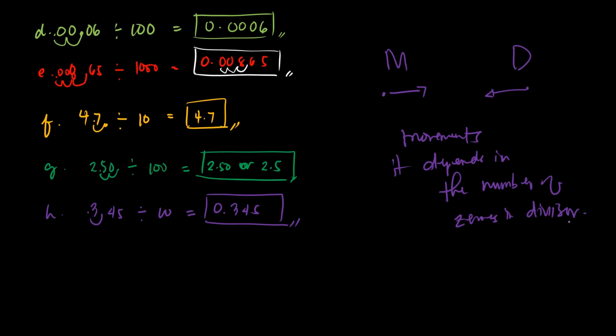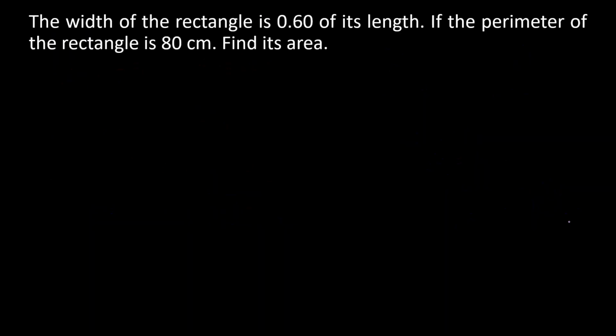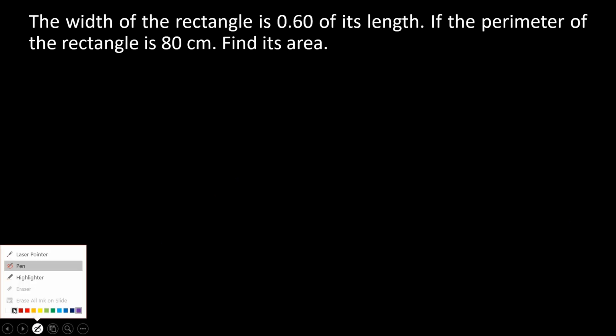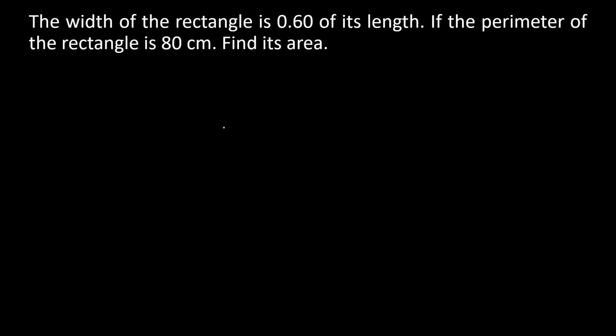Okay? So let's have a word problem applying the concept of decimals. Okay, so sabi dyan, the width of a rectangle is 0.60 of its length. Again, the width of the rectangle is 0.60 of its length. The perimeter of the rectangle is 80 centimeter. Find its area.